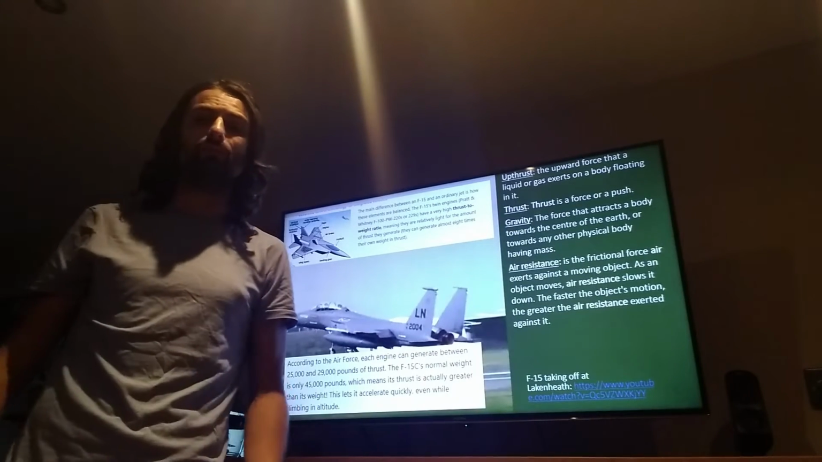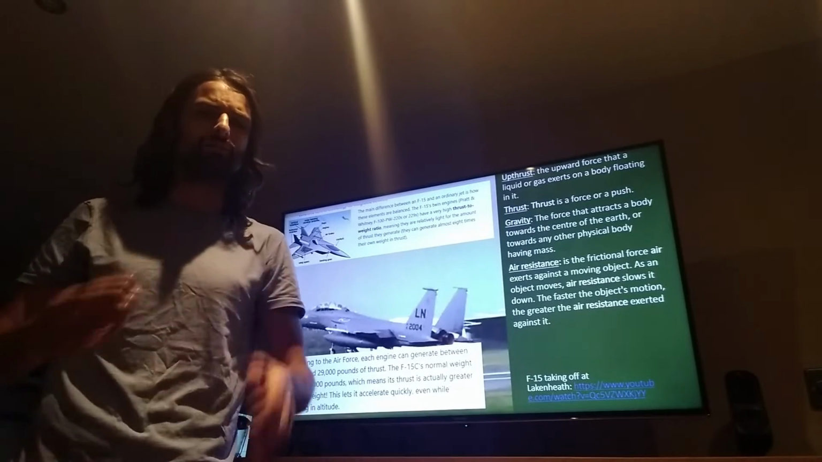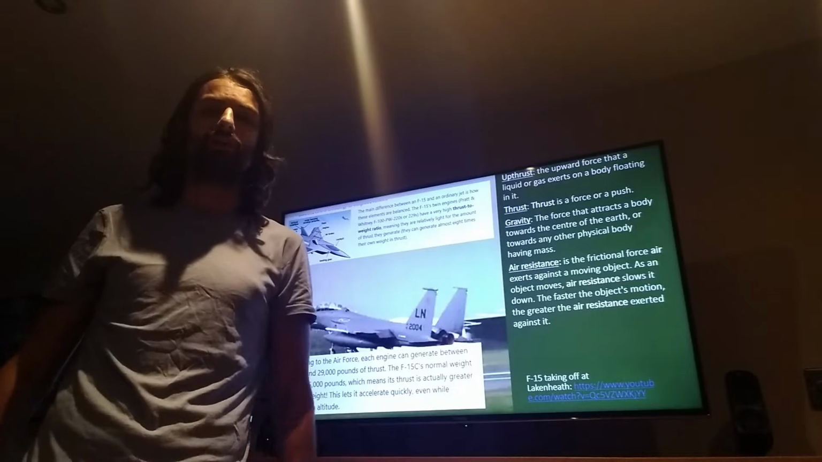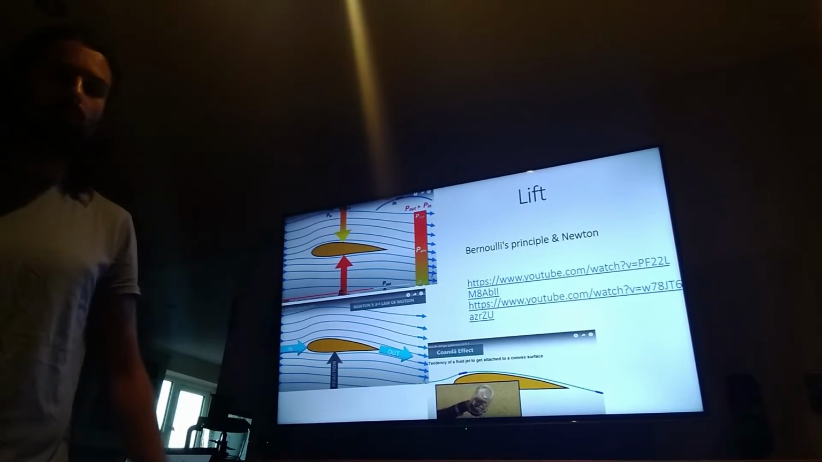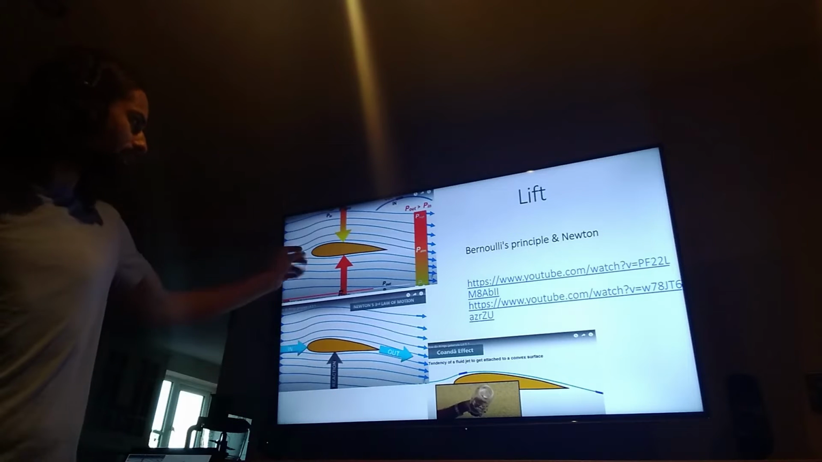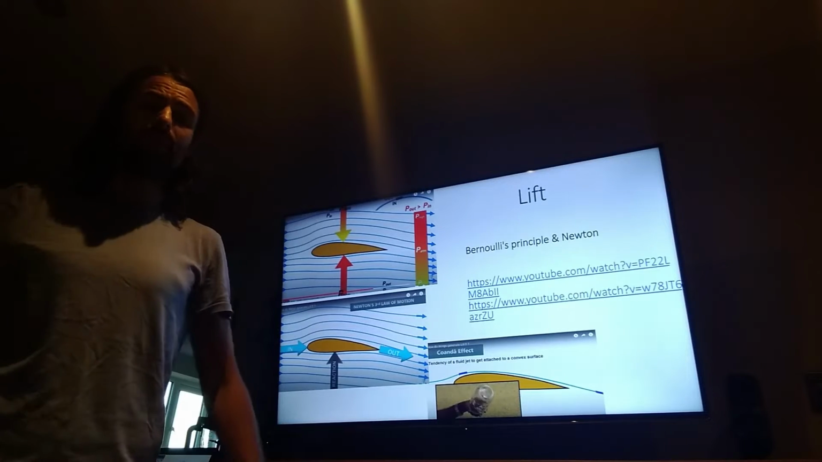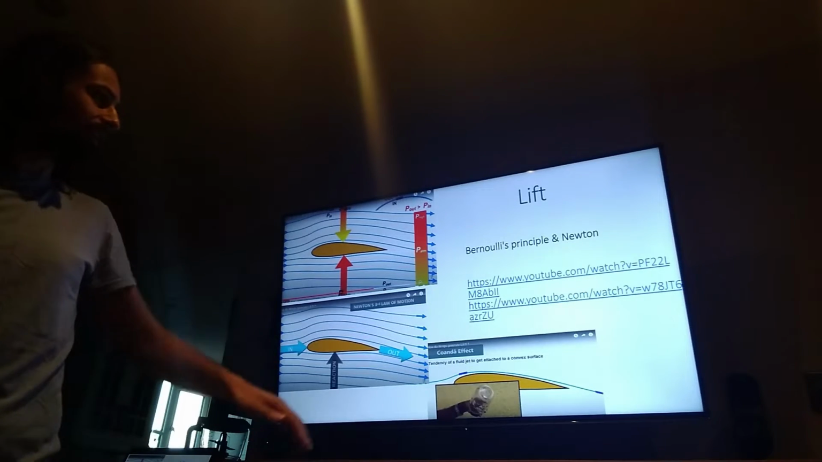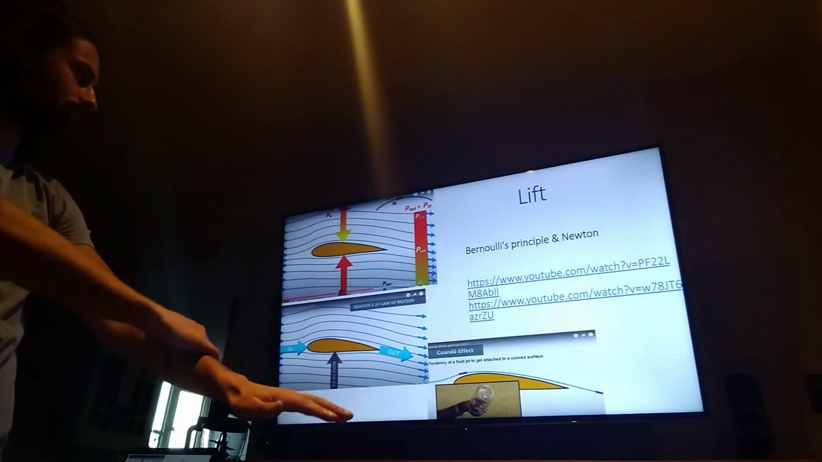The top speed of an F-15 being about 1,800 miles per hour, so they're rapid. They're in fact more than double the speed of sound. The power of these engines do help to lift the F-15s into the air, but also their wing, this aerofoil with its curved shape, also allows them to be lifted into the air. You get high pressure underneath the wing and low pressure on top.